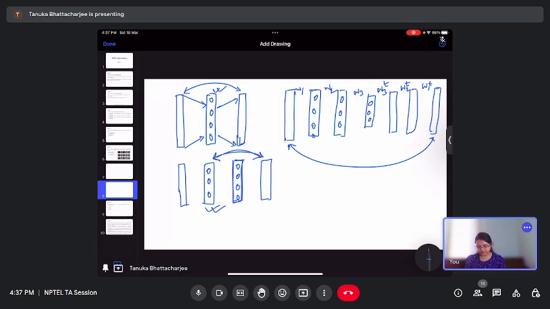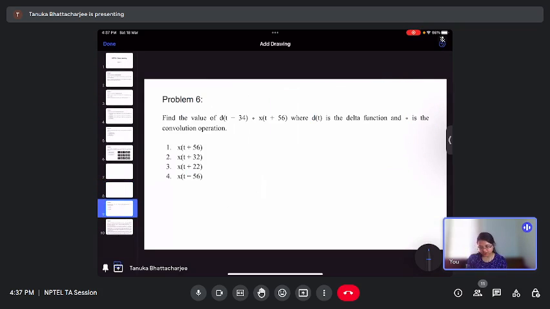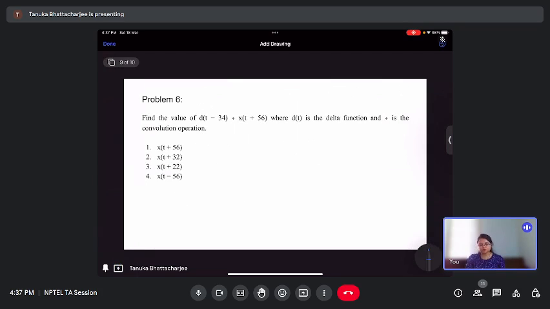So let's proceed to the next part of our problems. This one is a simple signal processing question that I had for the convolution part, just to start. Here we have to find the value of delta of t minus 34 convolved with x of t plus 56, where delta is the delta function and this star is the convolution operation. Can anyone tell me what will be the answer for this particular convolution? Just a simple signal processing question.